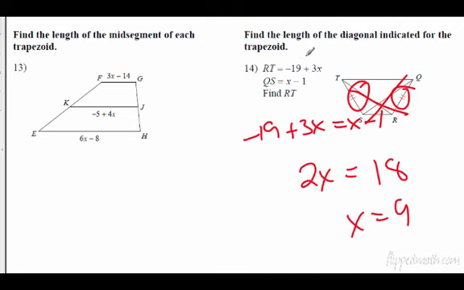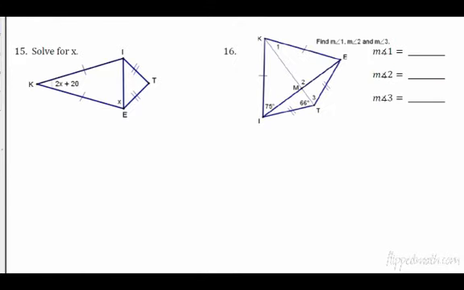Plug a 9 in. You get 27 here. And negative 19 plus 27. What's that all equal? 8. All right, so RT equals 8. I know I'm going fast, but we have so much stuff in this chapter.